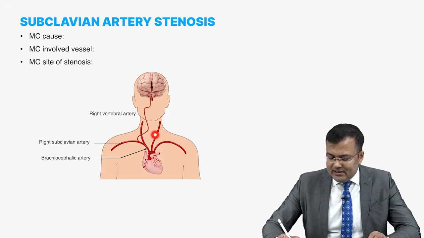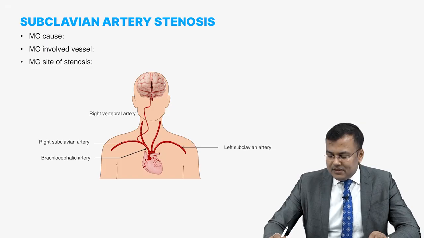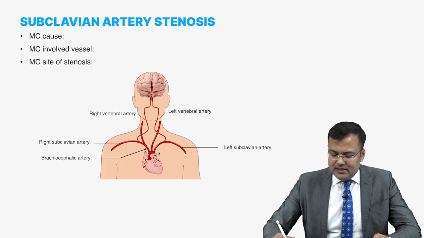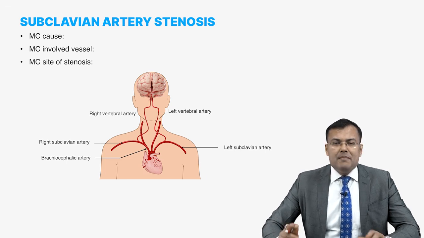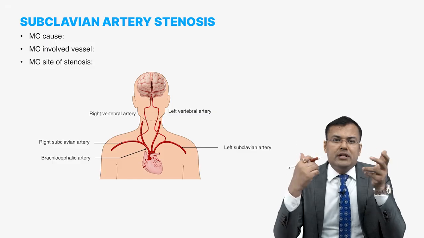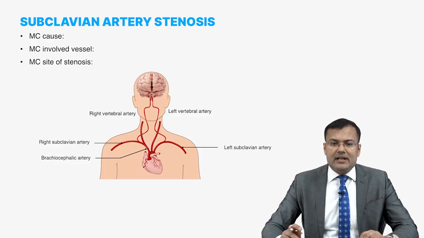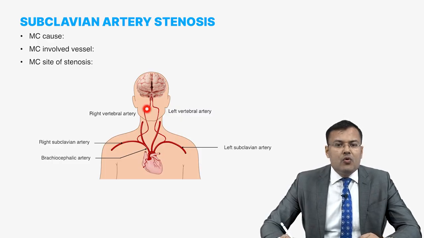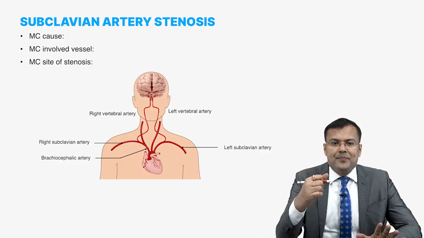Similarly, the second branch is left common carotid, and this is the third branch. This is left subclavian, right? So left subclavian gives this left vertebral artery. So you can see right and left vertebral artery, it is going to form basilar artery. Basilar artery is going to supply the posterior circulation of brain, that is cerebellum, and what else? Occipital cortex. And this circulation is known as vertebro-basilar circulation, also known as posterior circulation of brain, right?